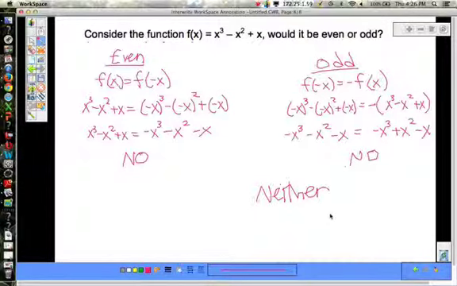So for your assignment tonight, you'll be taking a look at that 3.1 worksheet, and looking at odd and even symmetry.